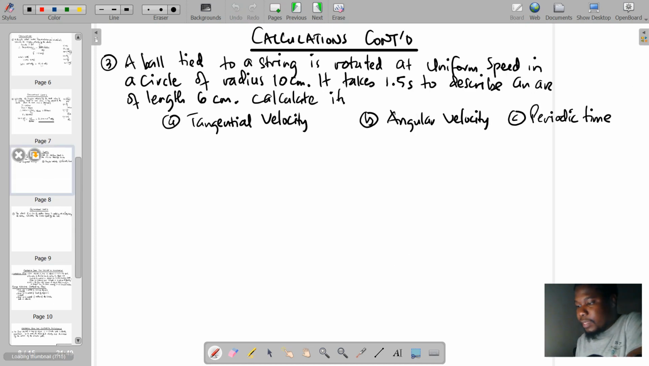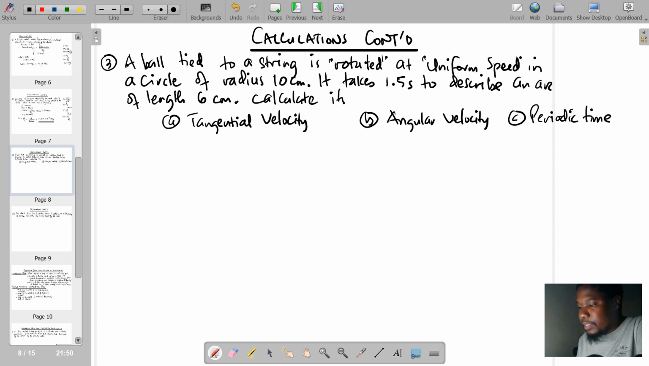All right, the other one is this one. Now the second example says a bow tied to a string is rotated at uniform speed in a circle of radius 10 centimeters. So it's rotated at uniform speed. We know we're talking about uniform circular motion. And in a circle of radius 10 centimeters, and it takes 1.5 seconds to describe an arc of length 6 centimeters. Calculate its tangential velocity.